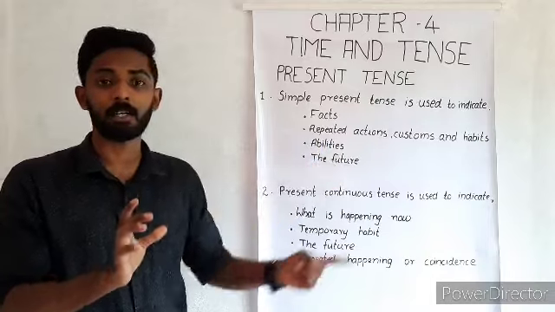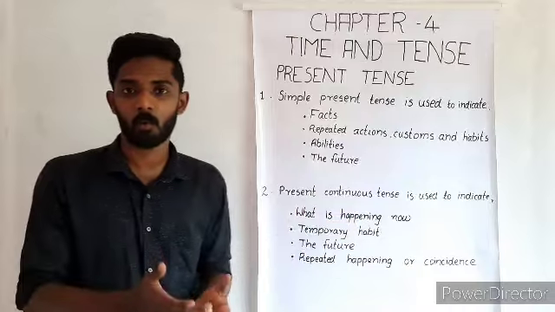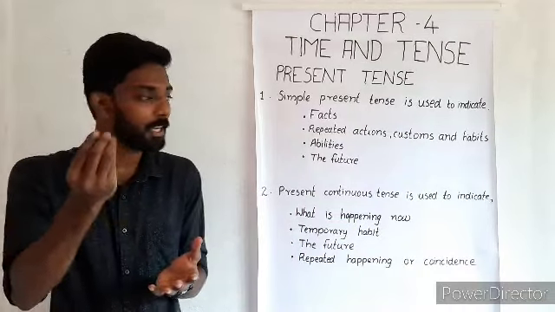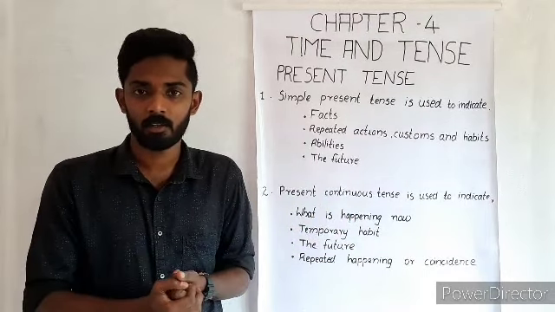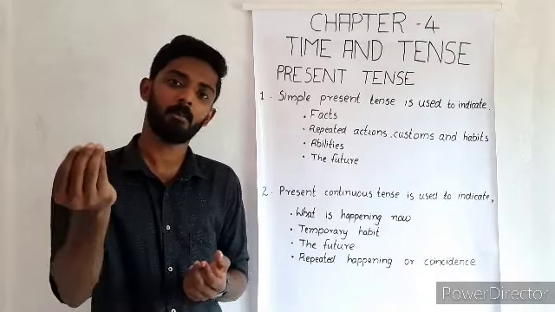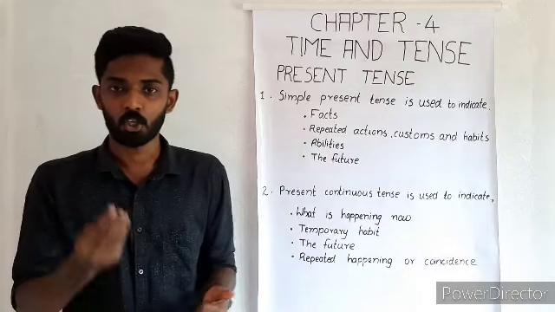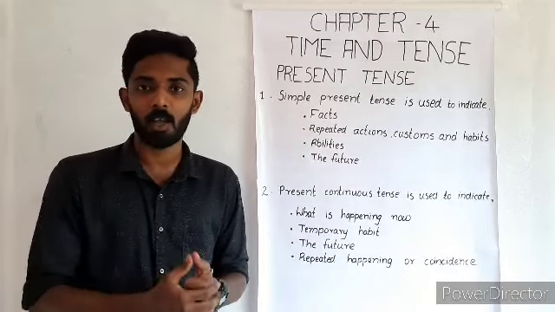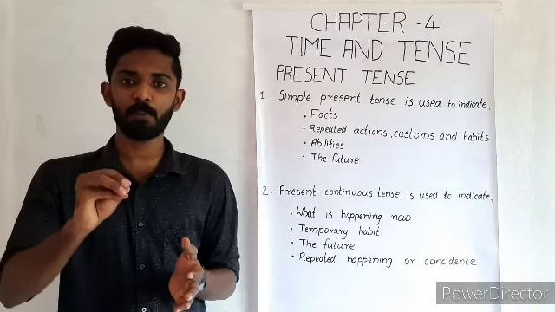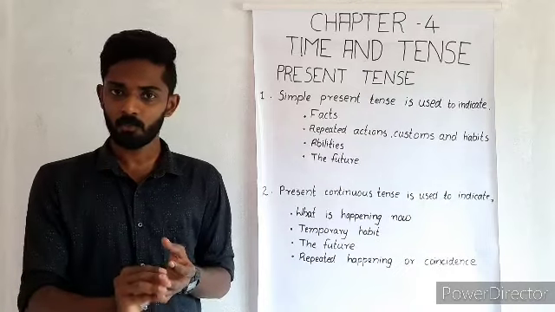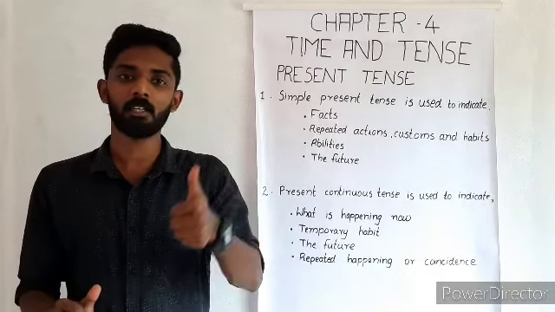And the next one is abilities. Like she plays tennis very well, or he plays cricket very well, or he sings well, or she sings well. It's an ability of the person. When we speak about an ability of a person, we always say it in simple present tense. He studies well, or you study well. All these things are said in simple present tense, because we are speaking about an ability of the person.